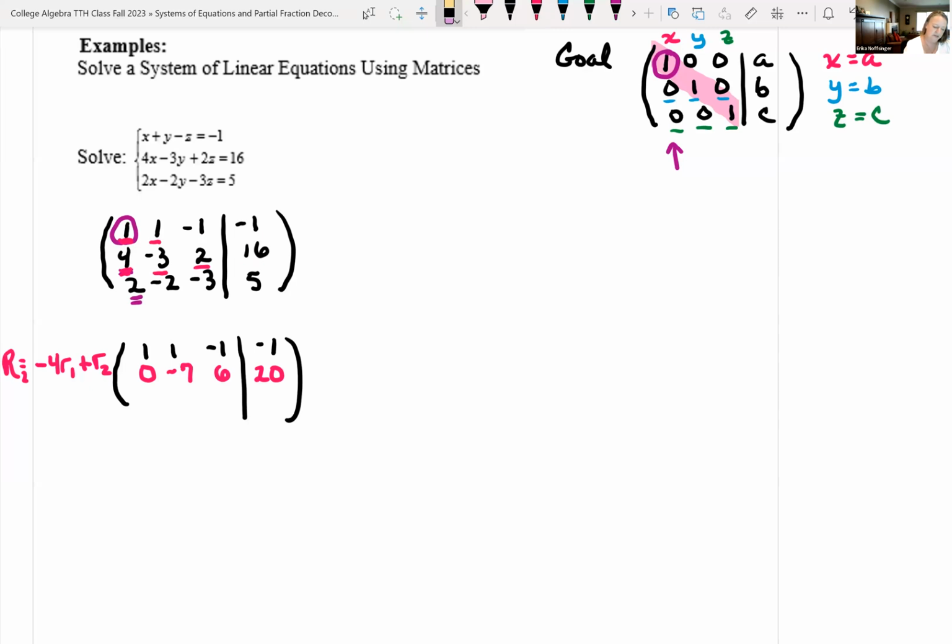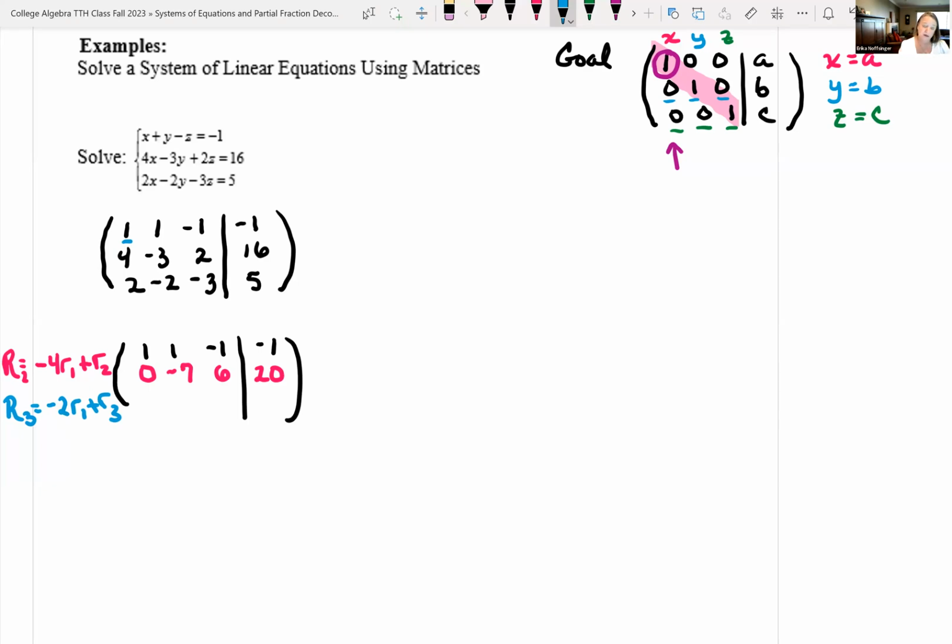Okay, so we just manipulated row 2 how we wanted it. And we're going to now go and manipulate that row 3, column 1, that 2 in that entry. We want to make that a 1. So my new row 3, I'm going to get by -2 times this row 1 plus this row 3.